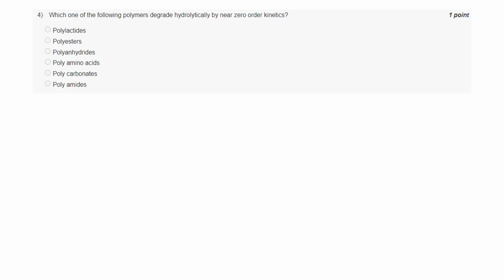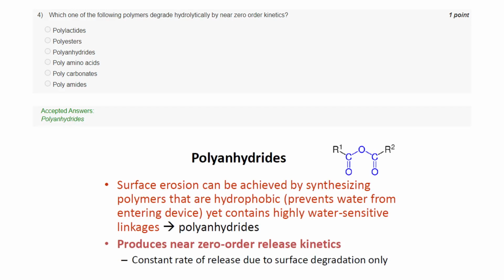Okay, no other answer? So the right answer is polyanhydrides because, as somebody pointed out correctly, they degrade from the surface. This is the polyanhydride functional group. These polymers are very sensitive to water, as a result of which they start degrading from the surface, and because of that they follow zero order release kinetics.